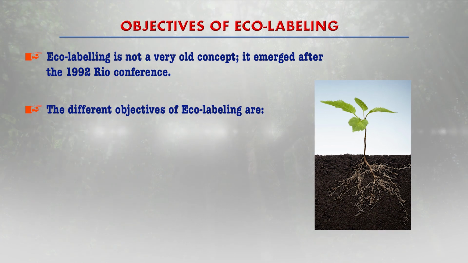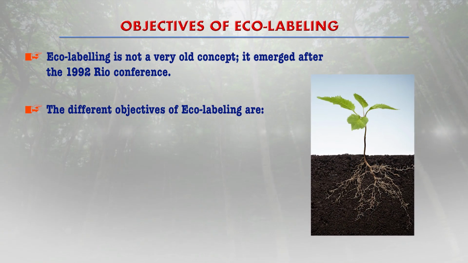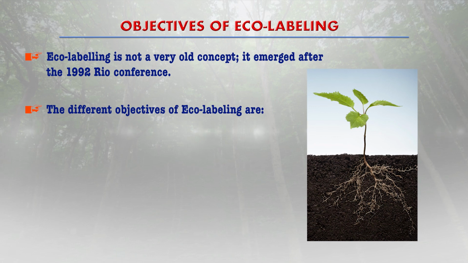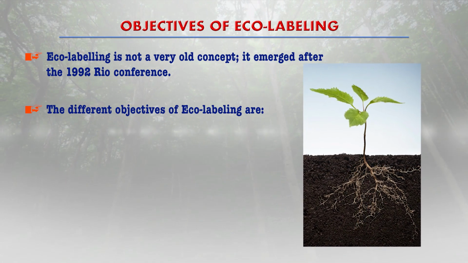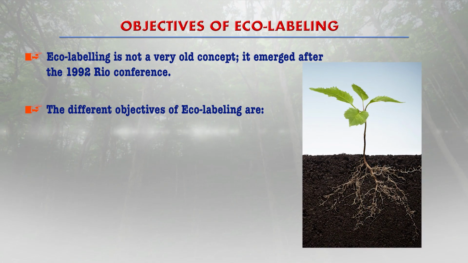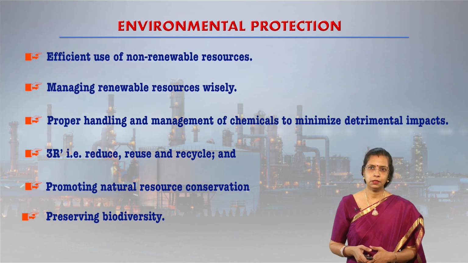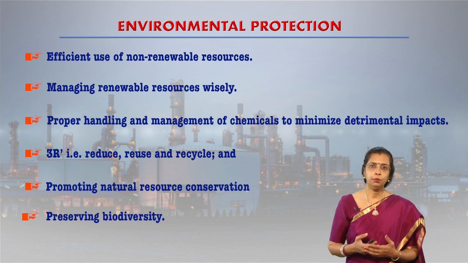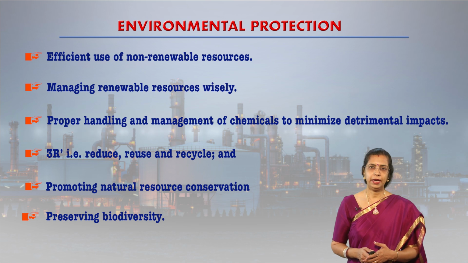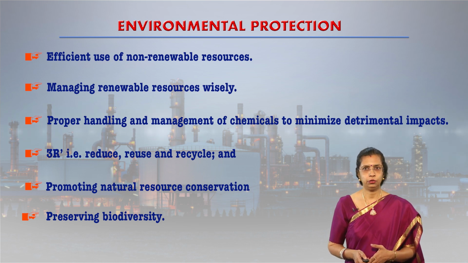The objectives of the eco-labeling. So this is not a very old concept, but as I said, it did emerge after the 1992 Rio conference. The different objectives of the eco-labeling are efficient use of the non-renewable resources, managing the renewable resources wisely, proper handling and management of the chemicals to minimize the detrimental impacts, the 3 R's, that is reduce, reuse and recycle. This has to be taken into account. We need to promote the natural resource conservation, and we also need to promote the biodiversity.